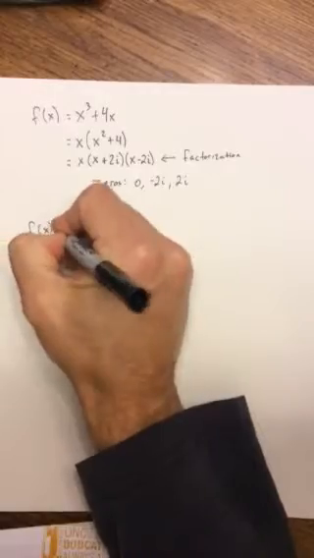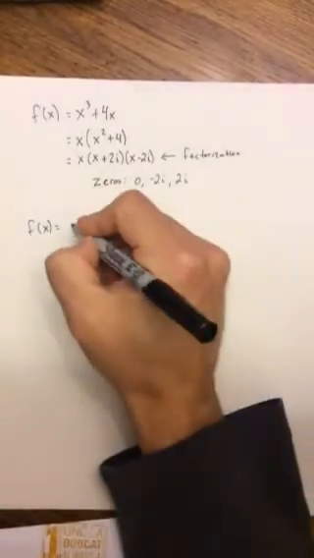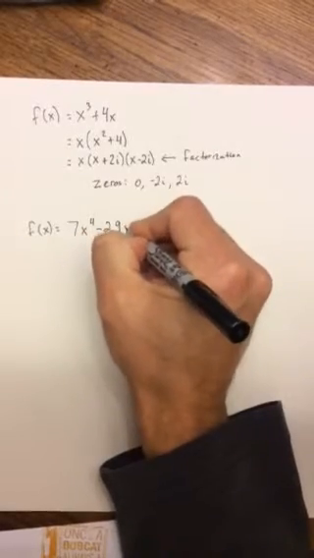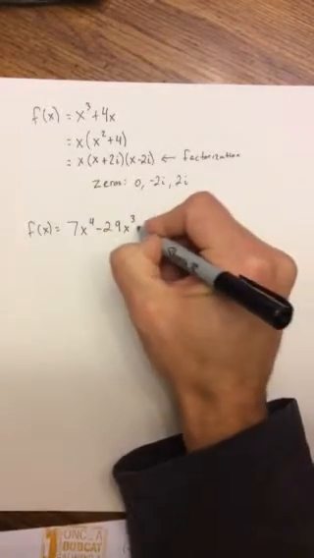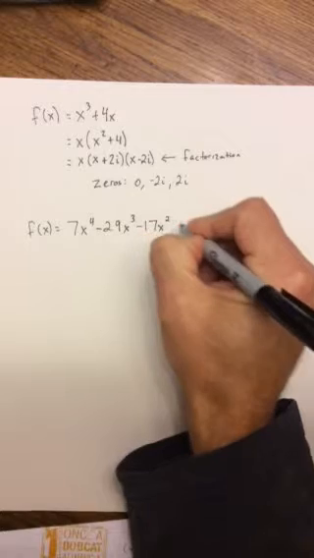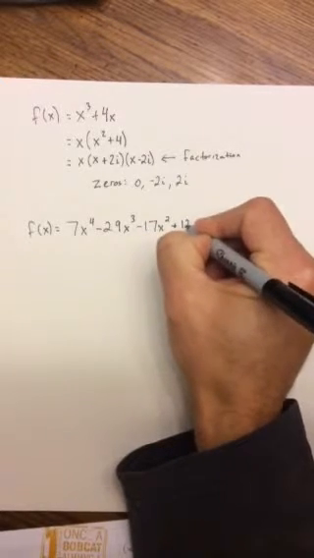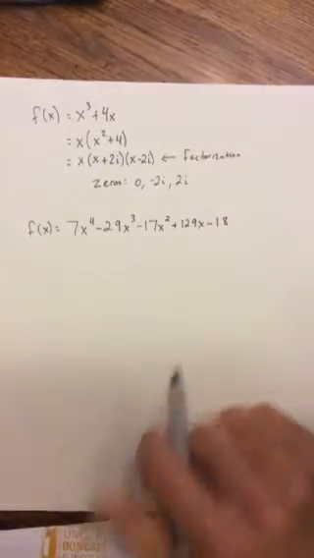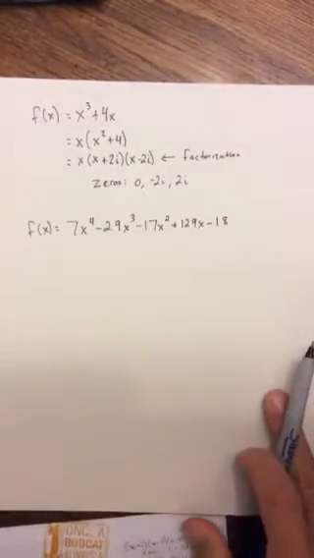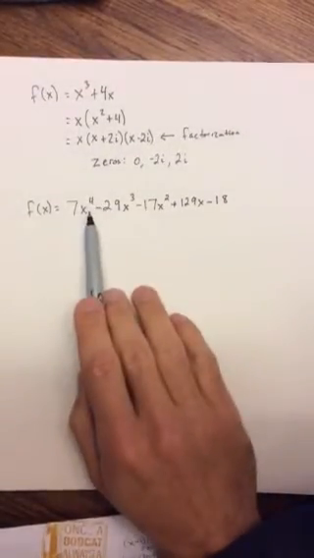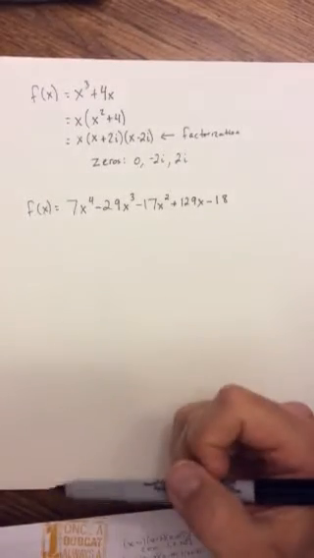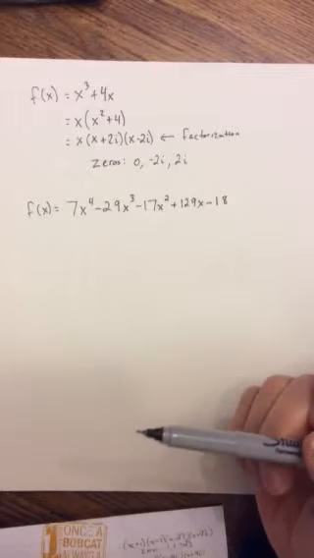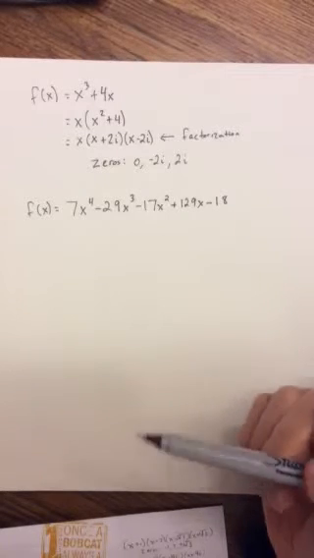f of x equals 7x to the 4th minus 29x cubed minus 17x squared plus 129x minus 18. So first off, when we go to look at this, we've got a 4th degree, so our first thought should be we need to come up with 4 zeros. Also, we need to come up with 4 factors.